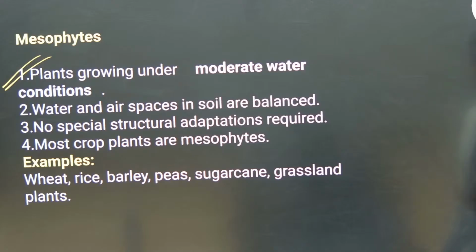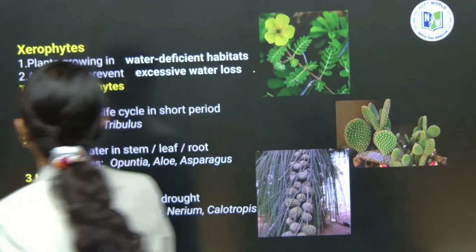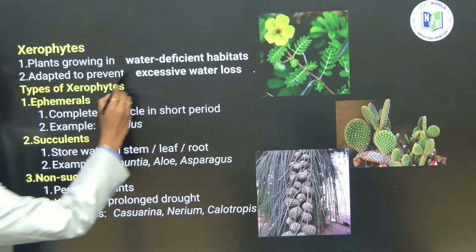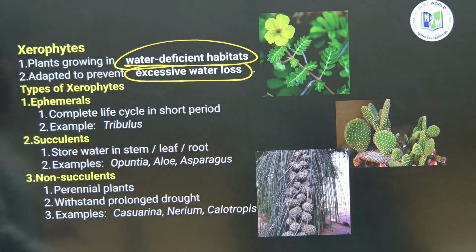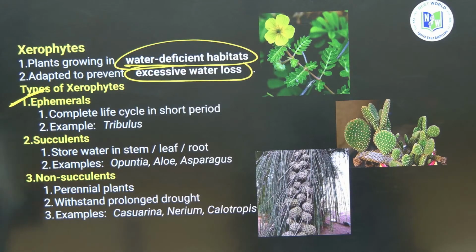And then xerophytes. Plants growing in water deficient habitats are xerophytes. They have excessive water loss, and we have 3 types of xerophytes based on their lifespan and storage tissues. One is ephemerals. Ephemerals are also addressed as drought escapers.